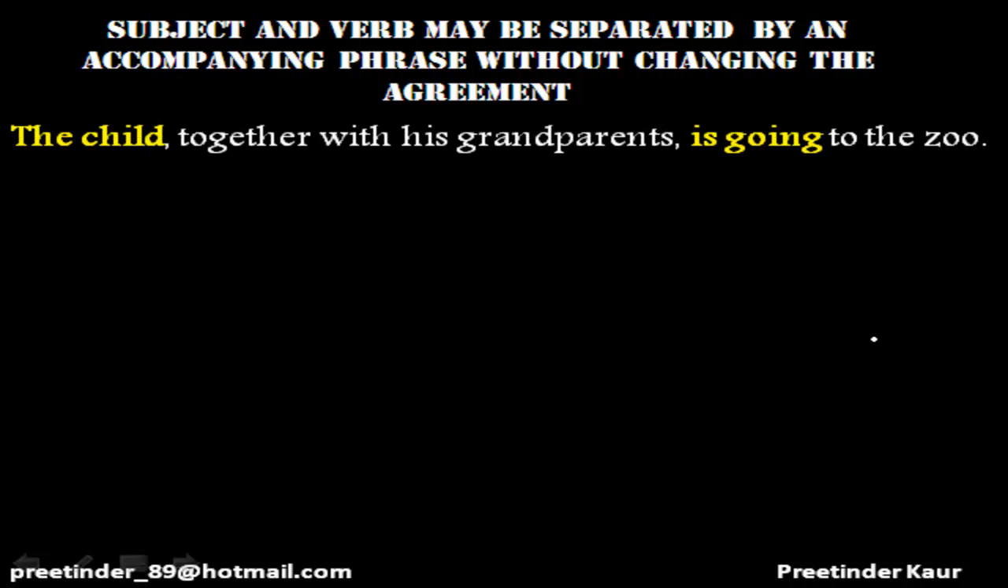The sentence is given: the child, comma, together with his grandparents, comma, is going to the zoo. Now as the sentence is a bit longer, there may be a confusion that you may connect is going with the grandparents. However, this is wrong. Is going is being used for the child. And you can see there is a lot of gap between the subject, that is the child, and the verb, which is going. So you need to identify the subject and the verb correctly before you establish the relationship. So this is correct: the child is going to the zoo. No matter how many words we add between these two commas, this is going to remain the same. The child is going to the zoo.